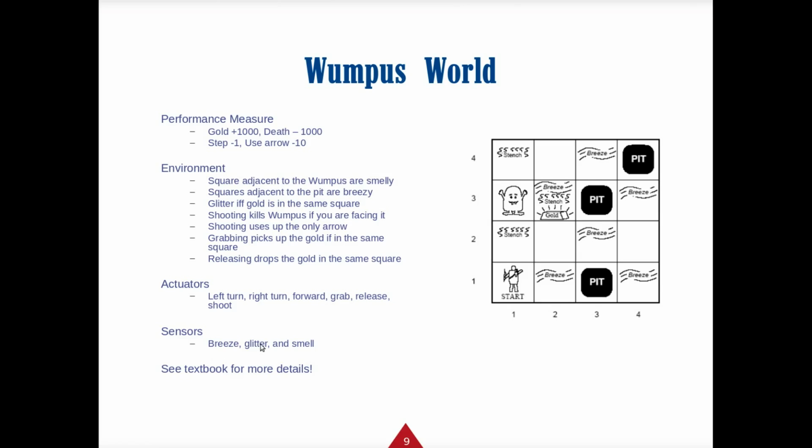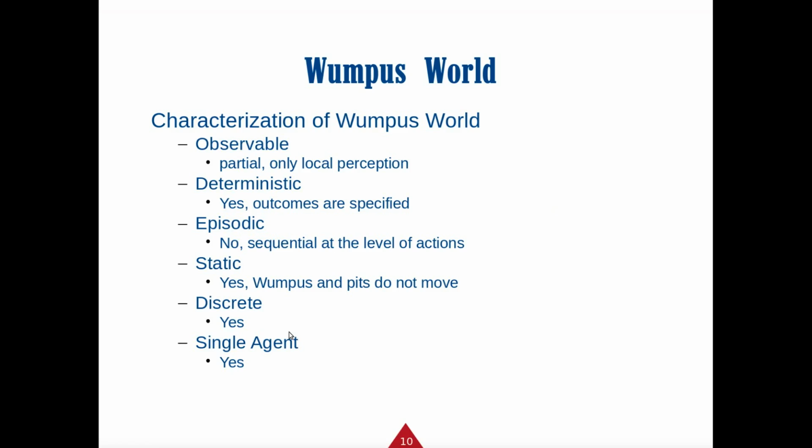To go into more details, the textbook has better examples. The reason why I bring this up is because I want to show you how you'd build a knowledge base and how you'd actuate on it. So the characteristics of the world: it's partially observable. We only have a local perception. We basically only know what's happened with our own square. It's deterministic. Yes. Outcomes are specified. It's episodic. No.